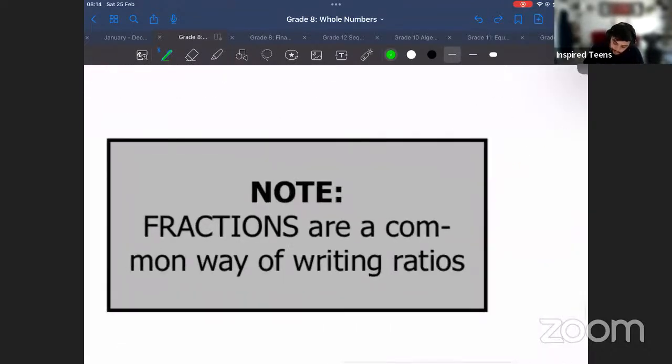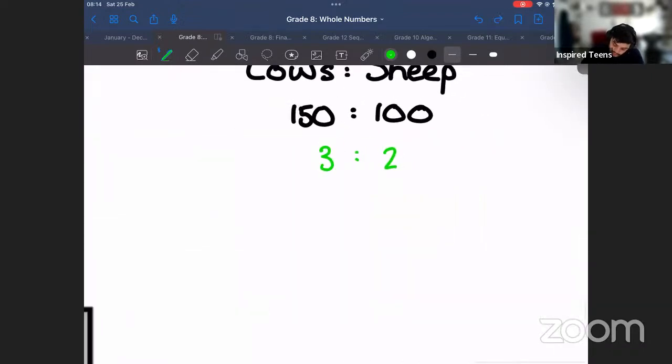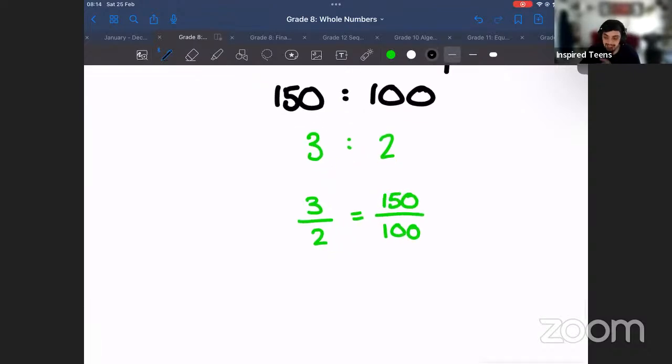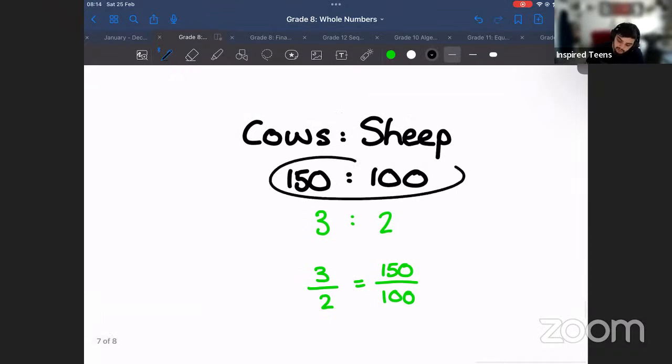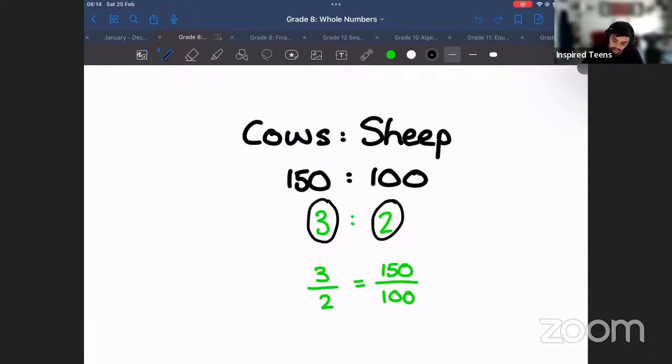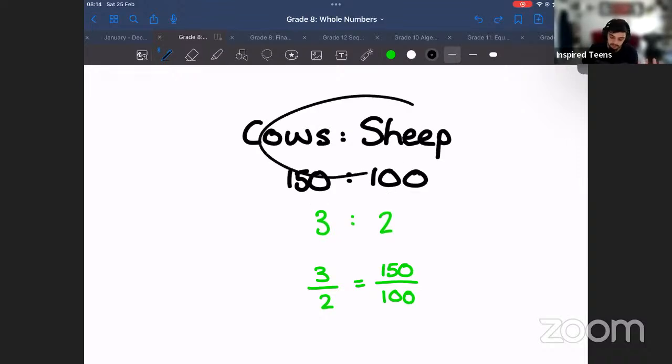Okay, this statement is important. Remember, fractions are a common way of writing ratios. So 3:2 could also be written as 3/2, and in this case, it would be equal to 150 over 100. I am maintaining the same ratio. So while I have 150 cows and 100 sheep, it's almost like for every 3 cows, I have 2 sheep. That's what the ratio represents. So when I simplify it, what's my ratio of these animals? It's a 3:2 ratio.